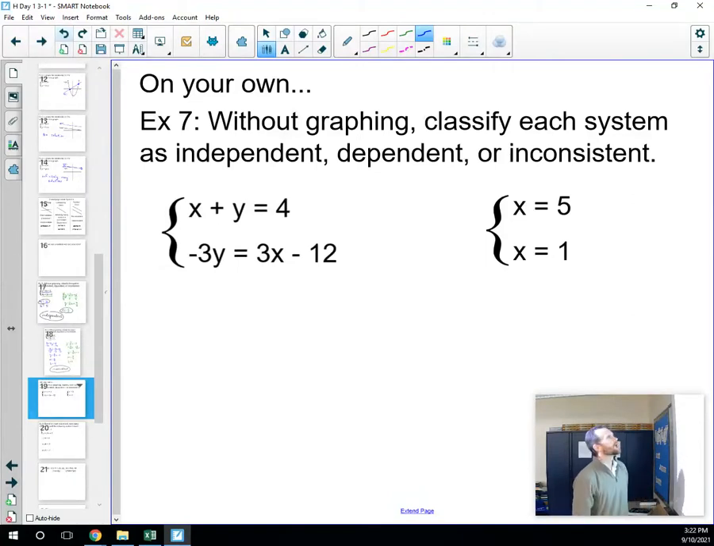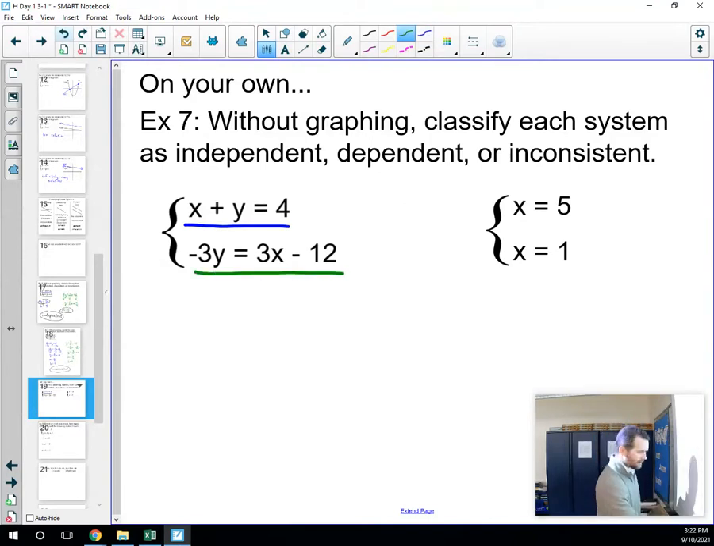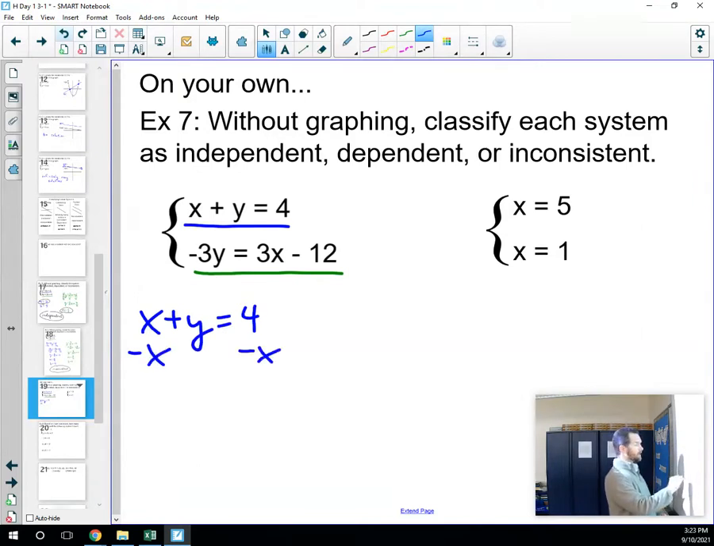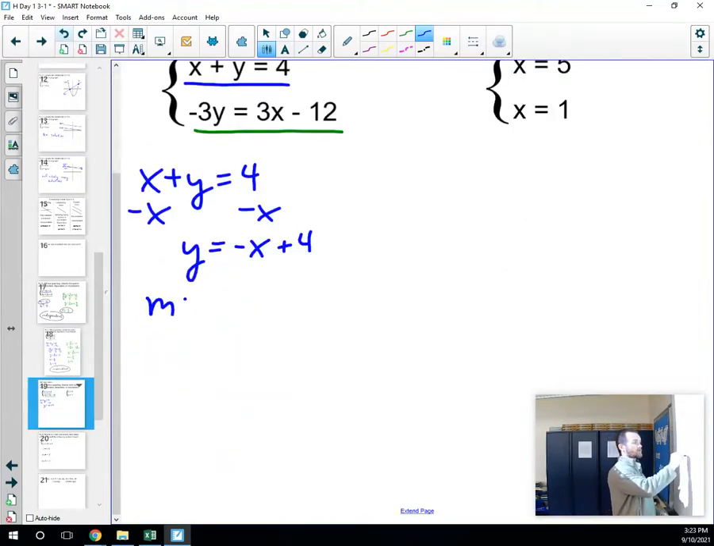Let's roll. So let me see. For the first one, let's color code it again, blue and green. So the blue is x plus y equals 4. There we just need to subtract x to get y by itself. So we get y equals negative x plus 4. That makes our slope negative 1 and our y-intercept b of 4.